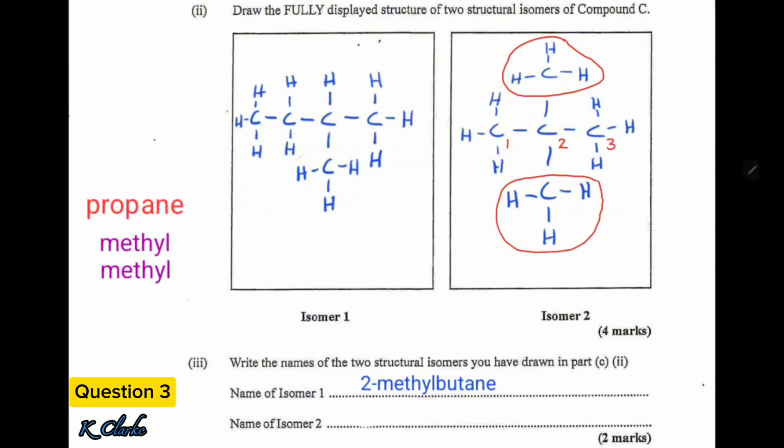There are 2 methyl groups. We write dimethyl. Both of them are attached to carbon 2. You must write the numeral 2 twice, one for each methyl group, and the numerals should be separated with a comma. Therefore, the name of isomer 2 is 2,2-dimethyl propane.